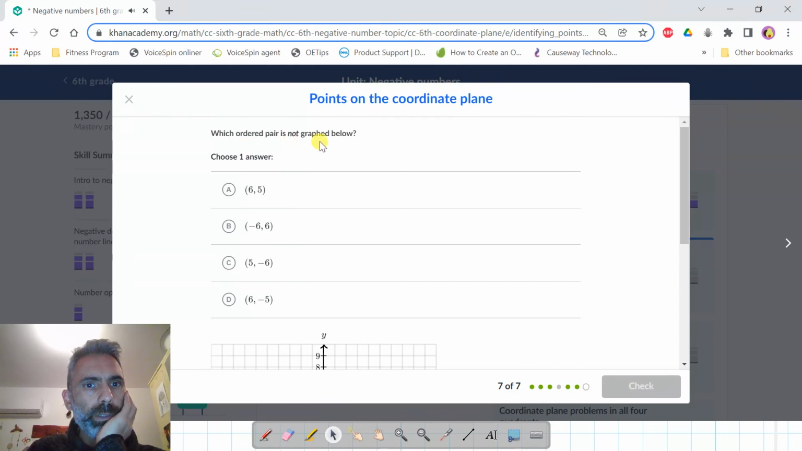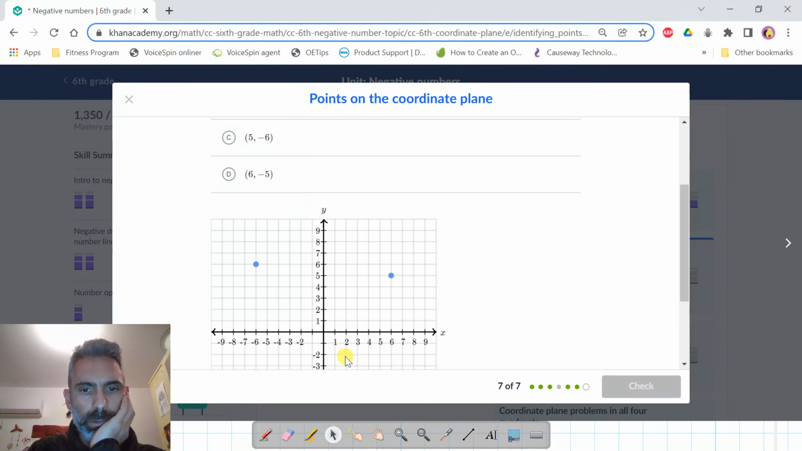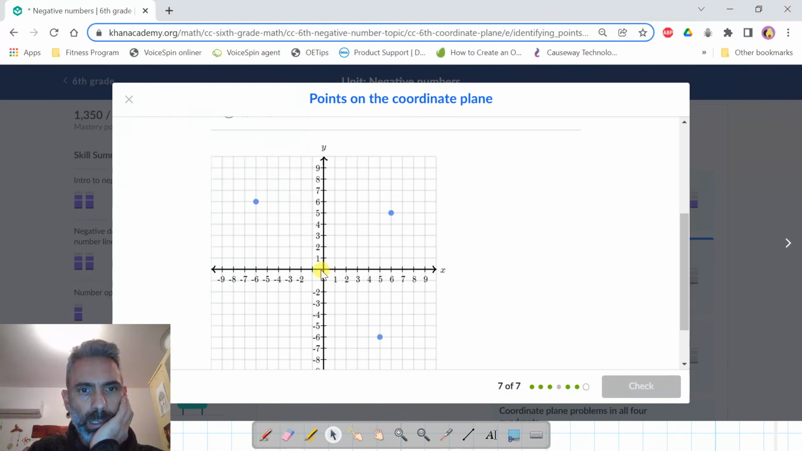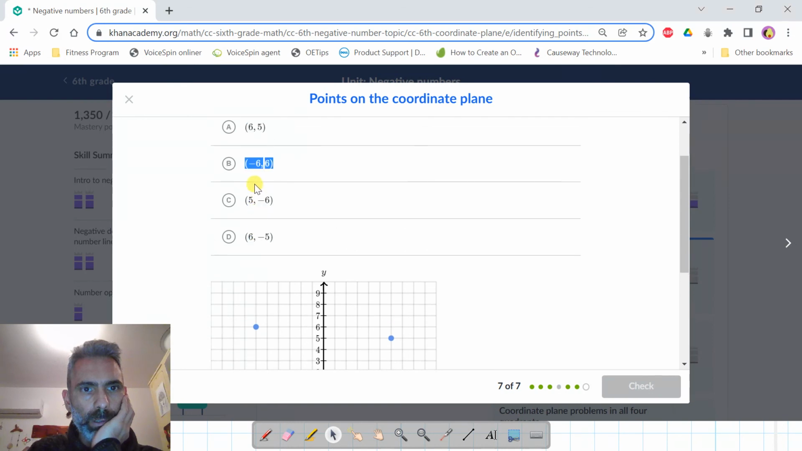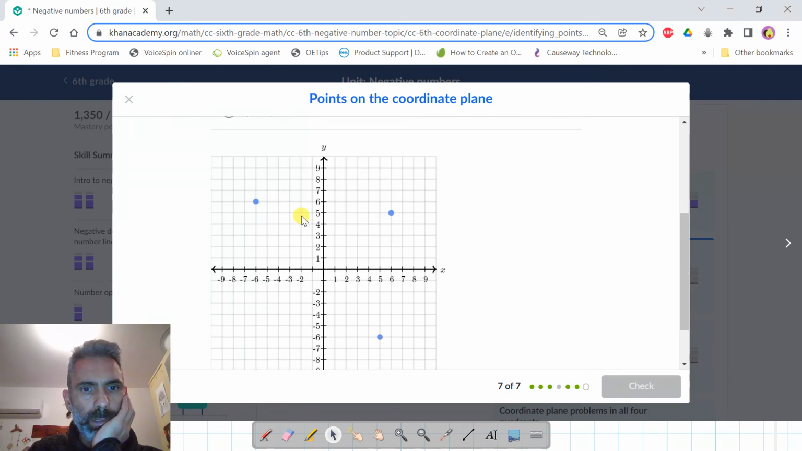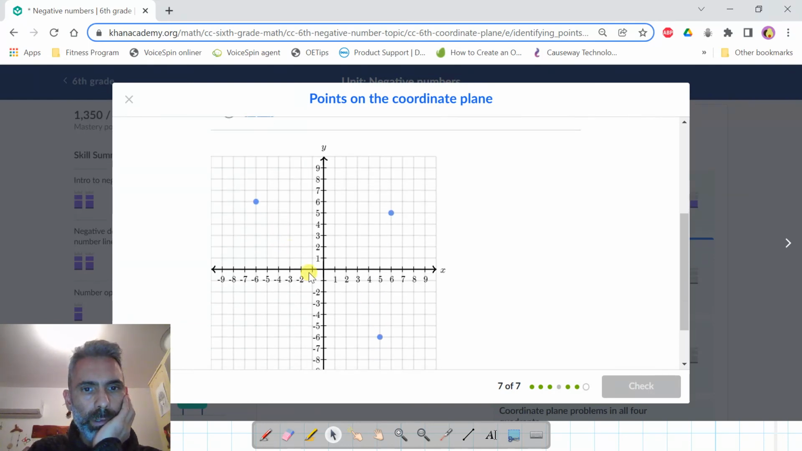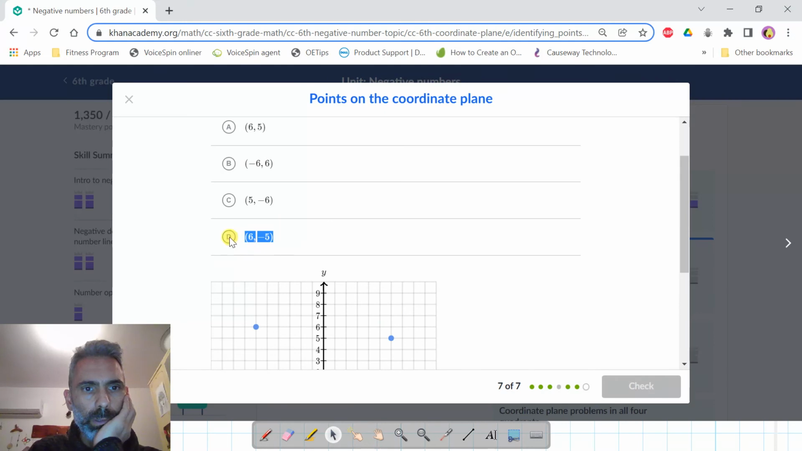Which ordered pair is not graphed below? Okay, so let's check if 6 and 5 is plotted. 6 and 5 plotted. Okay, -6 on the x and 6 on the y. So this is plotted. 5 and -6 is plotted. 6 and -5 is not plotted. Okay, so D.